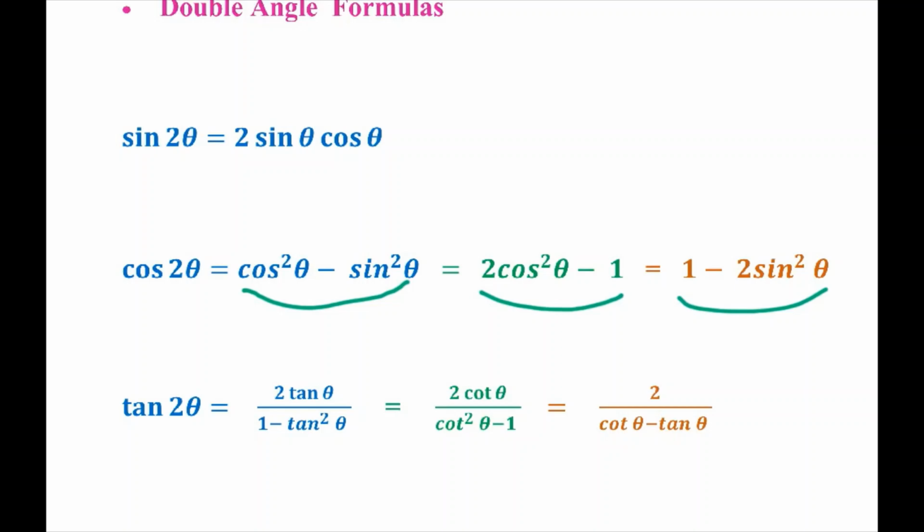Finally, tangent 2 theta also has 3 formulas, which is 2 tangent over 1 minus tangent squared, or 2 cotangent over cotangent squared minus 1, or 2 over cotangent minus tangent.